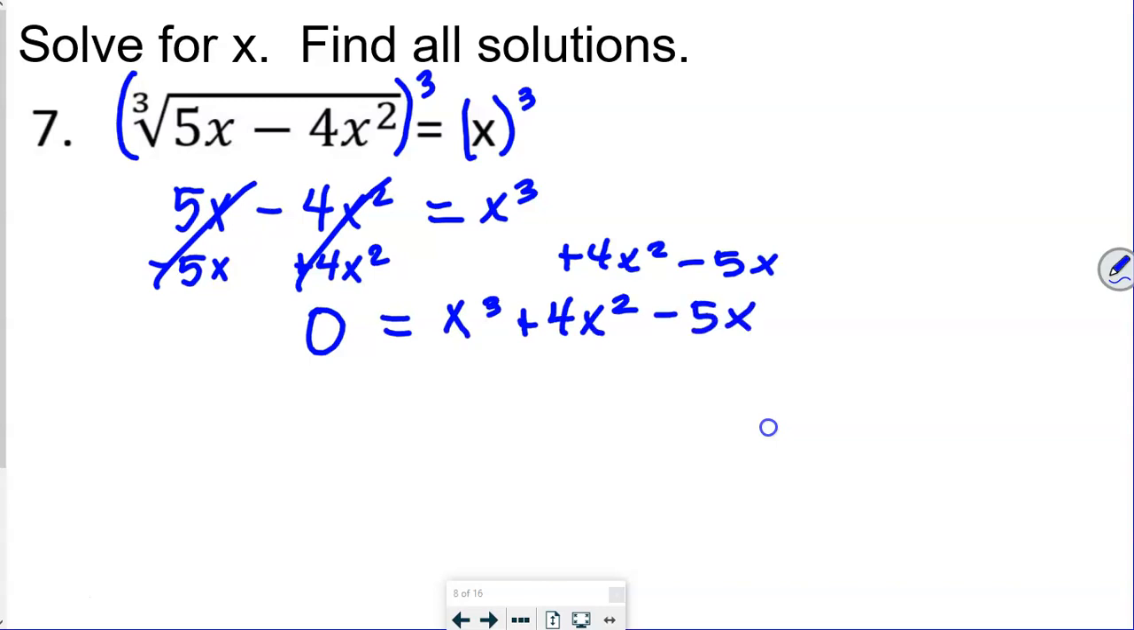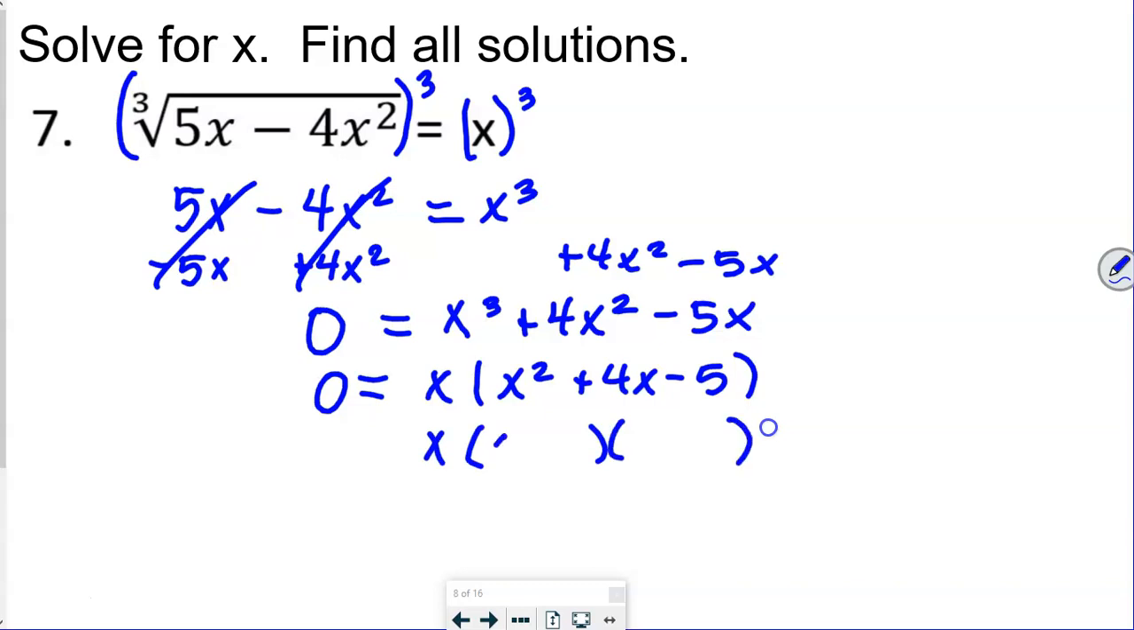So hopefully you guys can see, because we need to factor this thing, that there's an x in every term. So we're going to factor that out first. That's going to give us x squared plus 4x minus 5. Now we need to factor what's in those parentheses some more. So we're going to put x times x because that's x squared. What are the factors of negative 5 that when added together give you a positive 4? That would be plus 5 and minus 1.